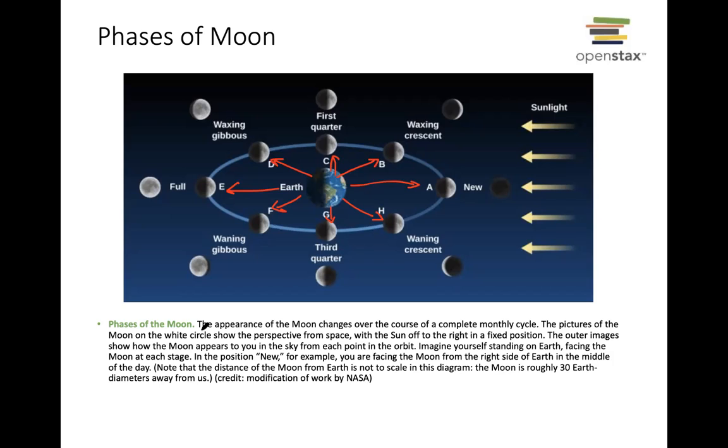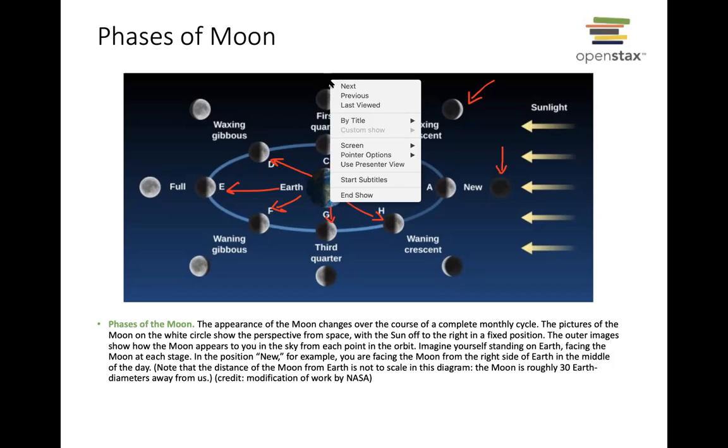So I have mentioned here that the appearance of the moon changes over the course of a complete monthly cycle. The pictures of the moon on the white circle show the perspective from space. Now these images that I have outside basically show what you see at these different positions. And inside the circle is how the moon is illuminated by the sun. But in this, what you see is just the angle.